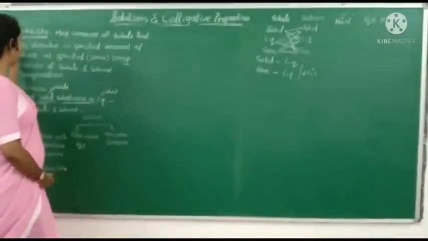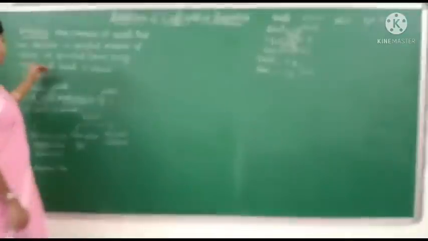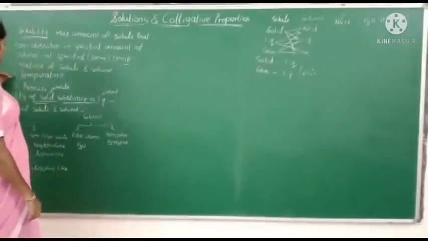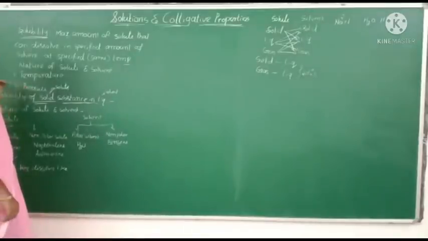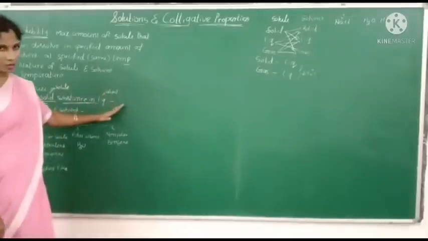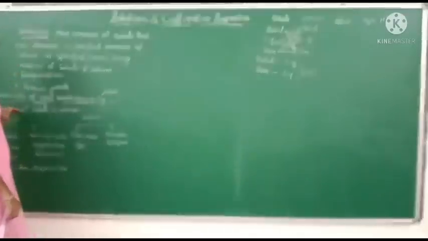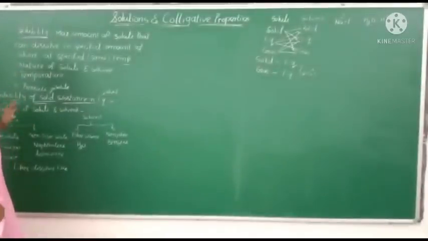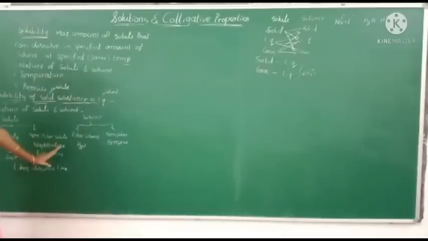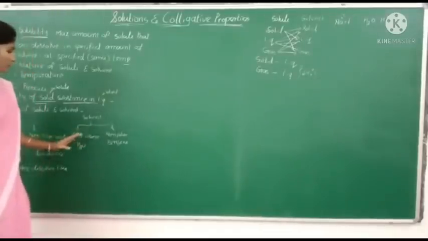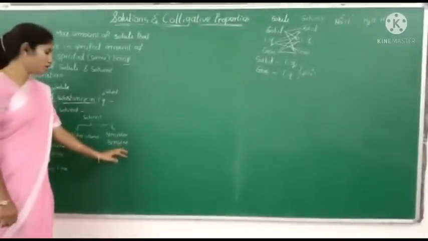Solubility may be affected by three factors: the nature of solute and solvent, temperature, and pressure. First we are checking the solubility of solid substances in liquids. The first factor is the nature of solute and solvent. The solute may be a polar solute or a non-polar solute, and the solvent also may be a polar solvent or a non-polar solvent.